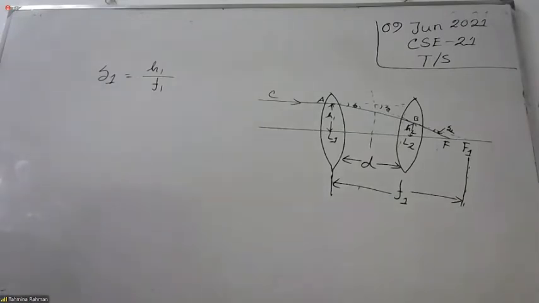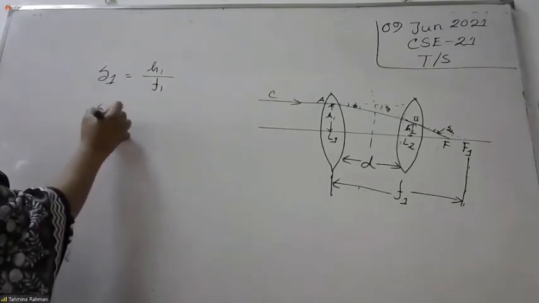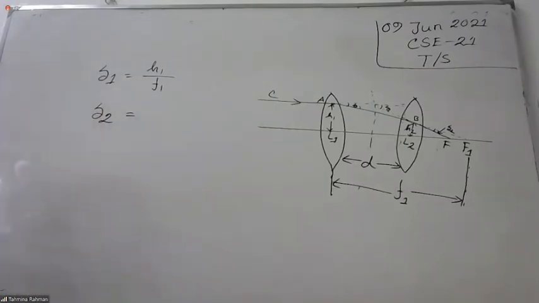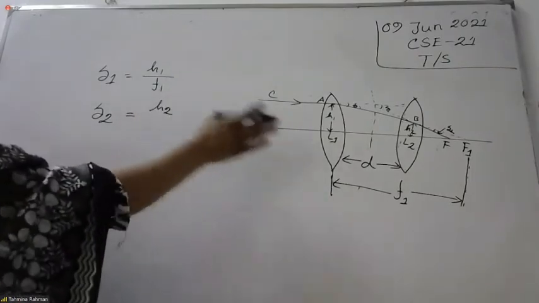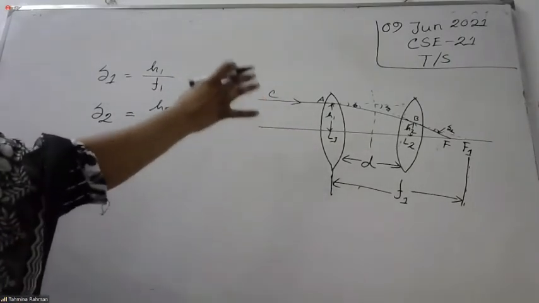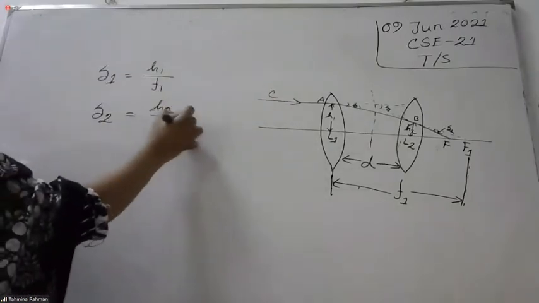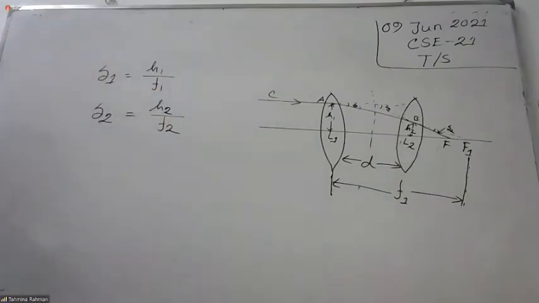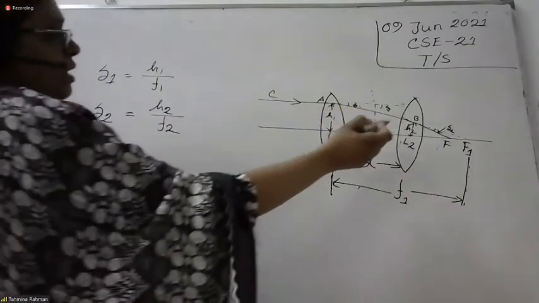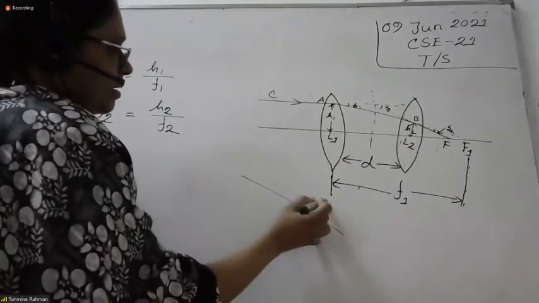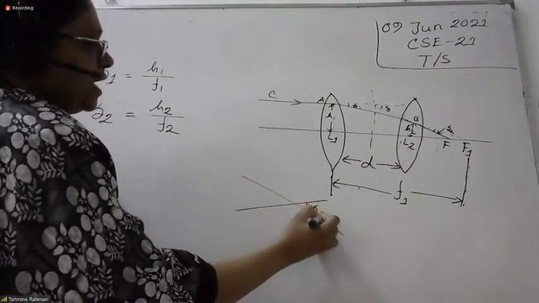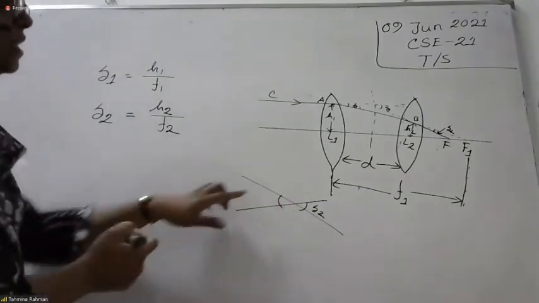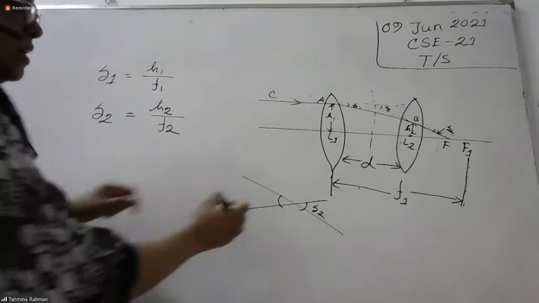Same way we can write it for the second lens. This is for the first lens. So for the second lens, what can we write? Del 2 equals what? H2 over F2. Here some portion is real and some is imaginary. You have to think that it is H2 by F2, but in the figure F2 is not shown; F2 is the focal length of the second lens. Now look at here, this angle is del 2.